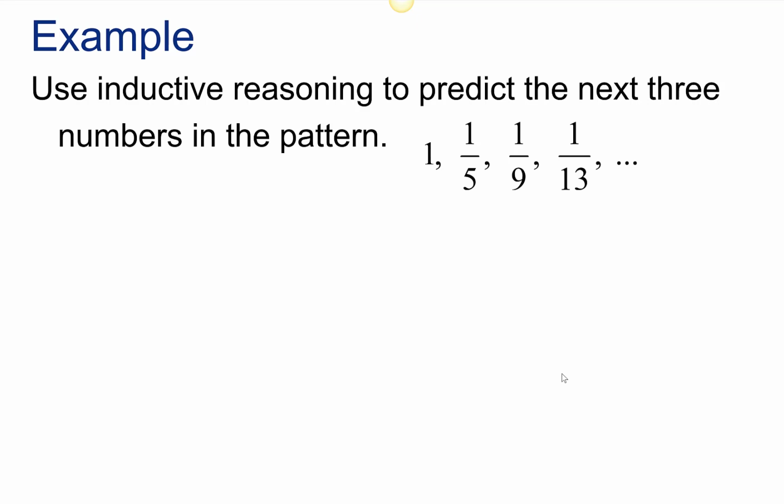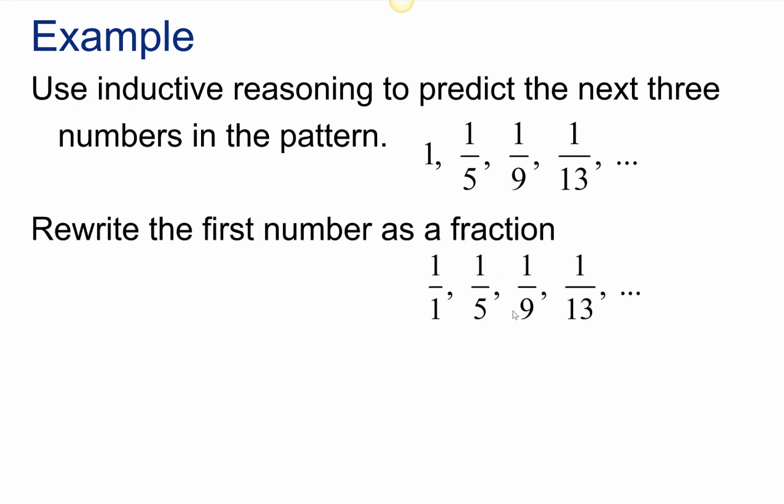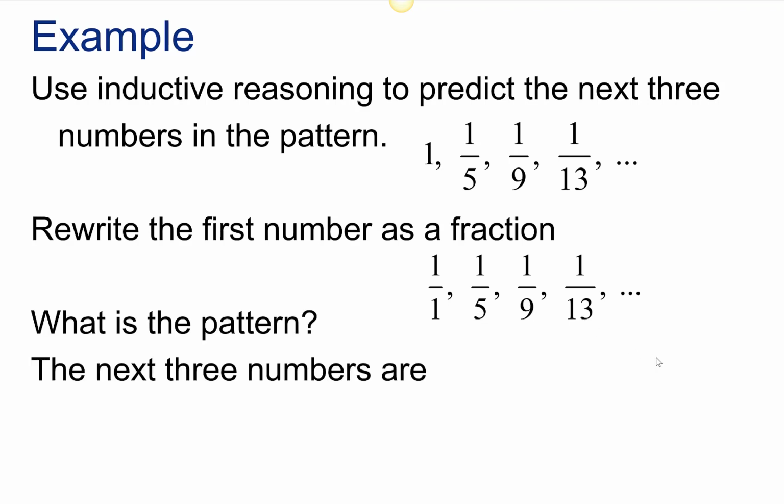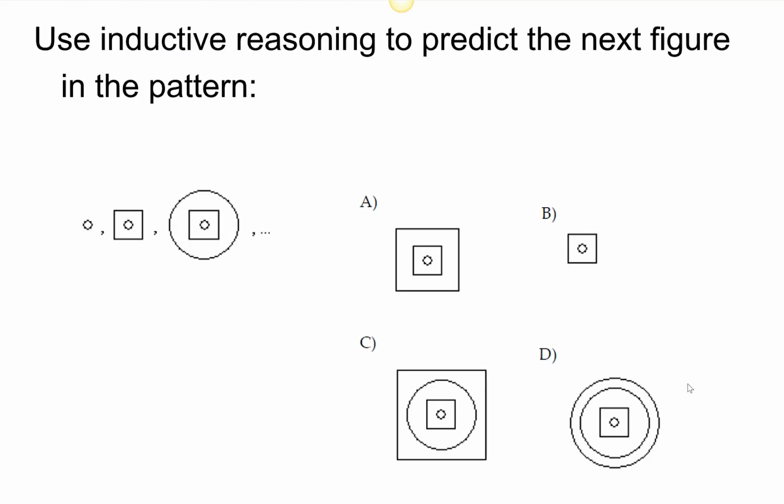Use inductive reasoning to predict the next three numbers in the pattern. To make this problem a little bit easier, it's helpful to have all the numbers written in the same format. So I'm going to go ahead and write that first number as a fraction. Now I can probably see the pattern. The numerators are staying as 1. What's happening in the denominators? Each time I'm adding a 4, right? 1 plus 4 is 5. 5 plus 4 is 9. 9 plus 4 is 13. So the next three numbers in the sequence would be 1 over 17, 1 over 21, and 1 over 25.